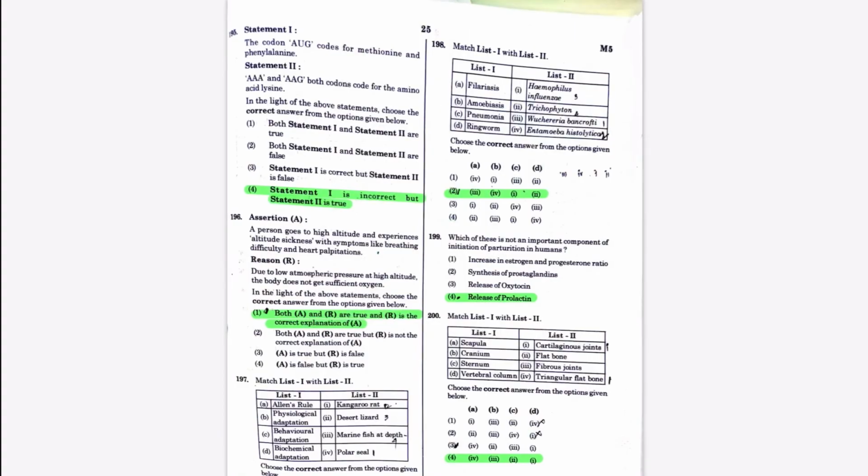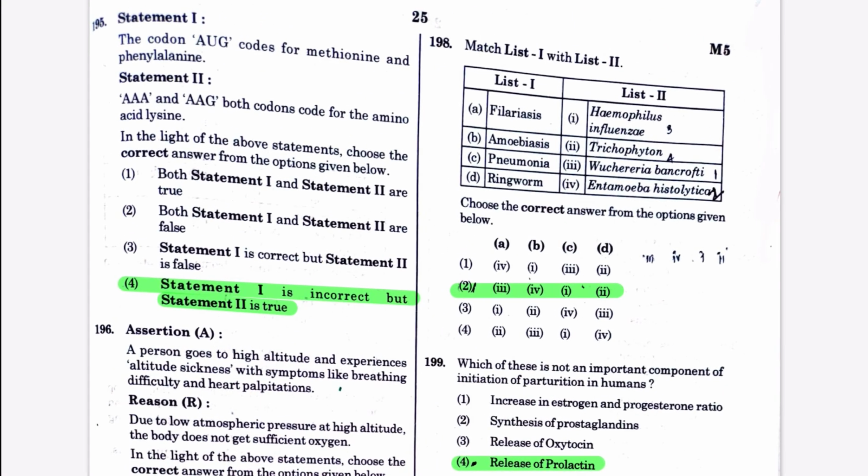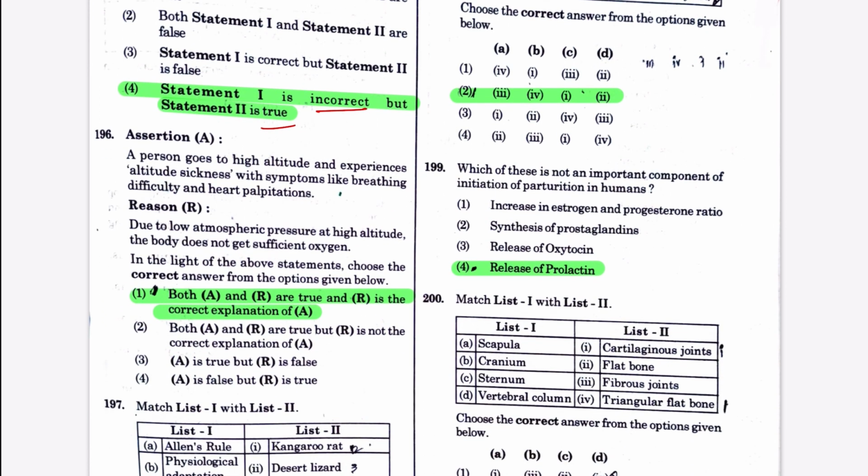Okay, right. So 195, they have given you two statements. They are asking you to answer the correct option. Okay, AUG will code for methionine and phenylalanine. This is wrong because AUG will code for methionine but not phenylalanine. Look at the second option, AAA. AAA and AAG will code for the amino acid lysine. This is right. Okay, so statement 1 is incorrect, but statement 2 is true. So option 4. And again, an assertion and reason question has been asked.